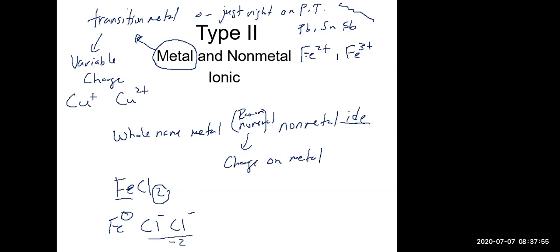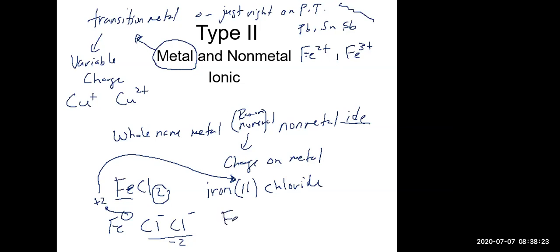To balance it out, the iron would have to be +2. So we call this iron, Roman numeral 2, again not for how many we have, but for the actual charge. The last part is named just like in type 1: even though there are 2 of them, it is just chloride. That would be different if we had FeCl3. In this case, we have 1 iron, but 3 chlorides.